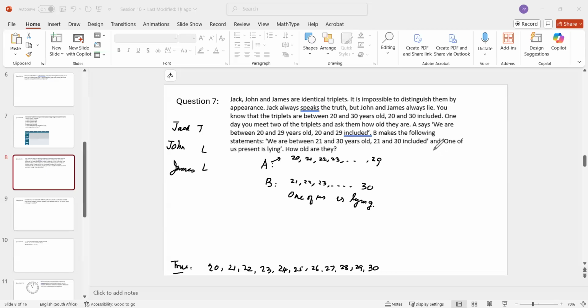He says one is lying. So it means exactly one is lying and one is speaking the truth. Now we don't know whether A is lying or B is lying, but again, we'll try to prove this by contradiction.